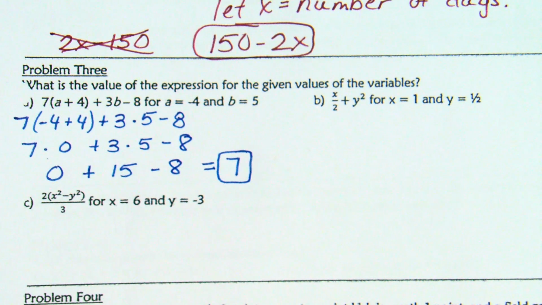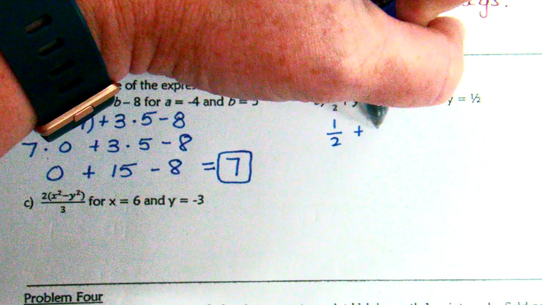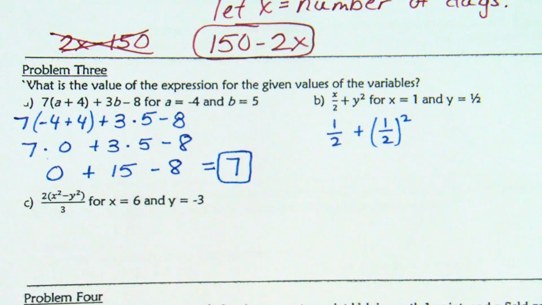Nothing shocking there, right? Old news, you've been doing this. We just got to review, get our math skills up and going. Okay, let's try B if you're ready. X over 2 plus y squared, where x is 1 and y is 1/2. So step 1 is to plug them in, substitute those values in. So x over 2, 1 over 2 plus y squared, so 1/2 squared.